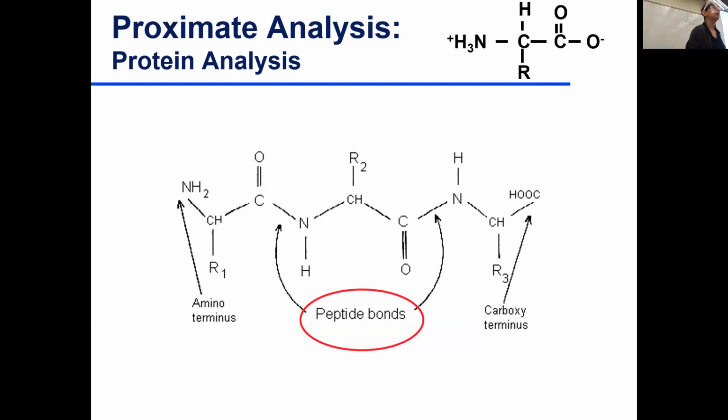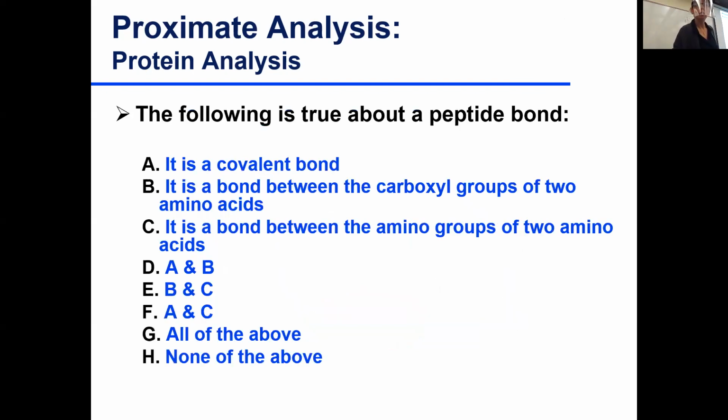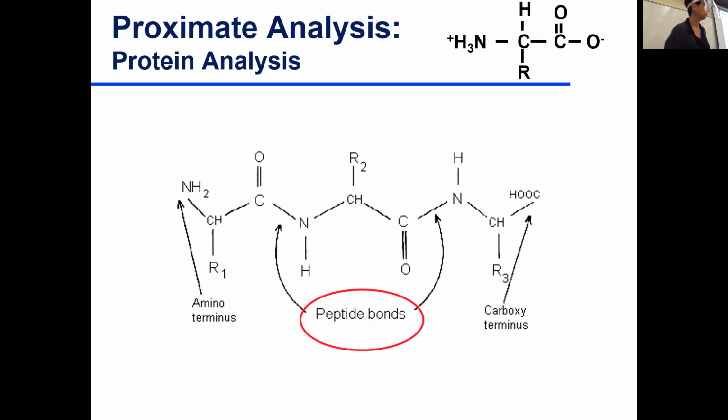It's not a bond between two amino groups. It's a bond between the amino group of one and the carboxyl group of another. Amino group of one, carboxyl group of another. That's your peptide bond. Okay. Any other questions?